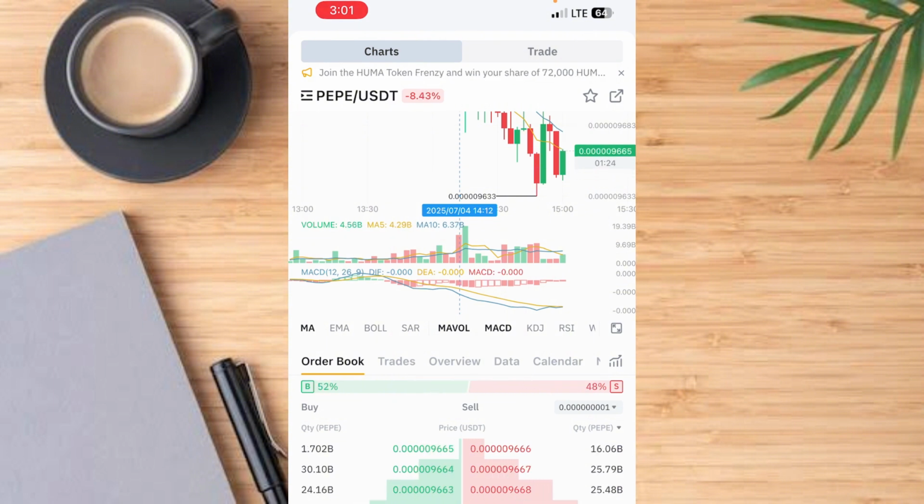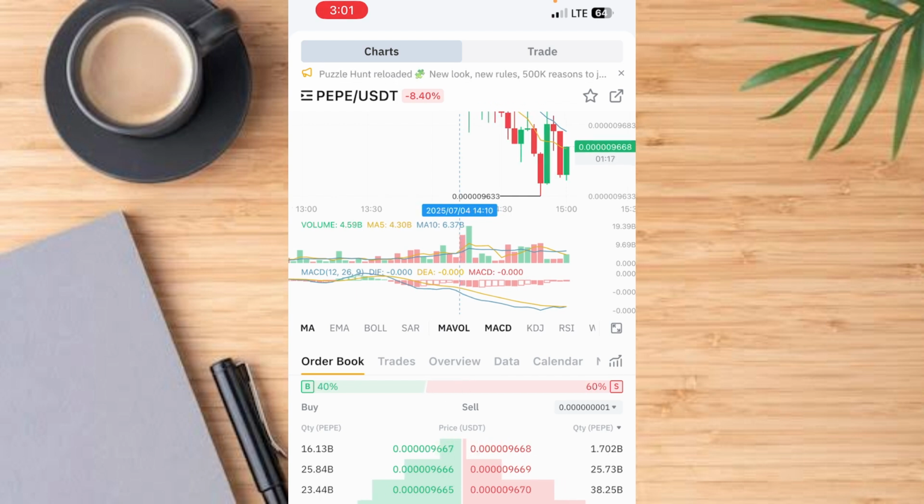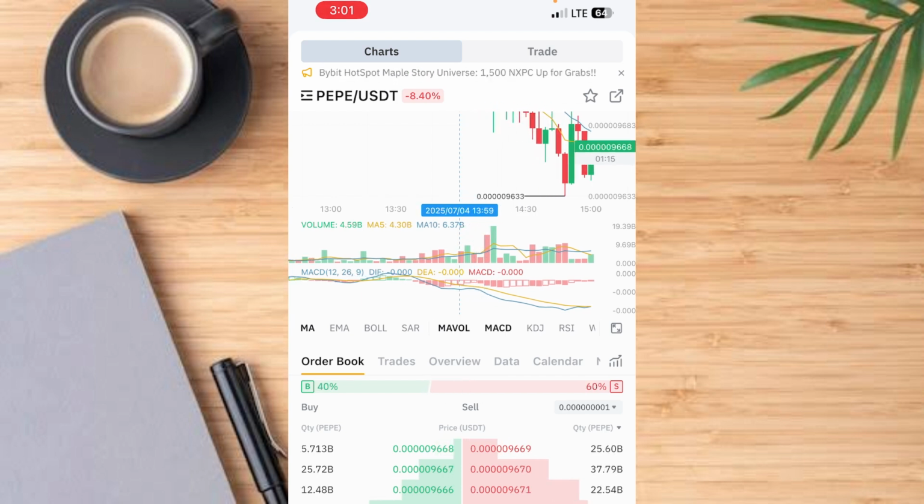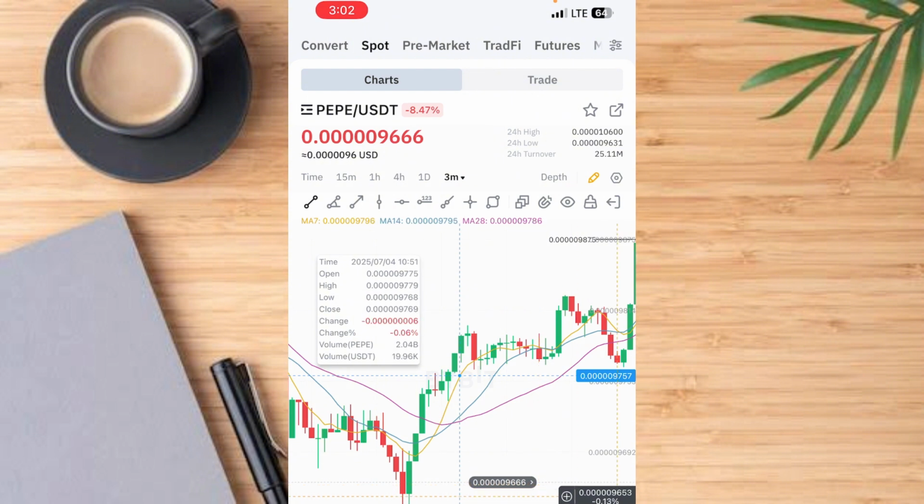So you can select any token that you want to trade. Now that I've done that, the next thing you have to do is to come over and see this option here. Here are the chart options. Now under the chart option, you see there are two important things that I want to explain here.